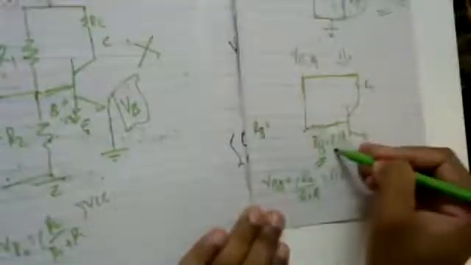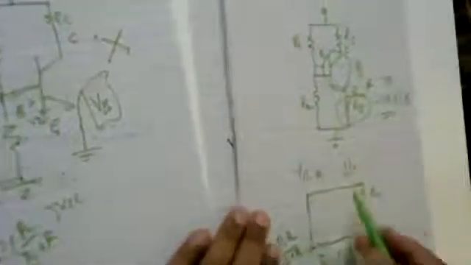Is it clear to you? Then what is this base resistance RB? Since R1 is in parallel with R2, I can write this as R1 into R2 divided by R1 plus R2. Is it clear to you?